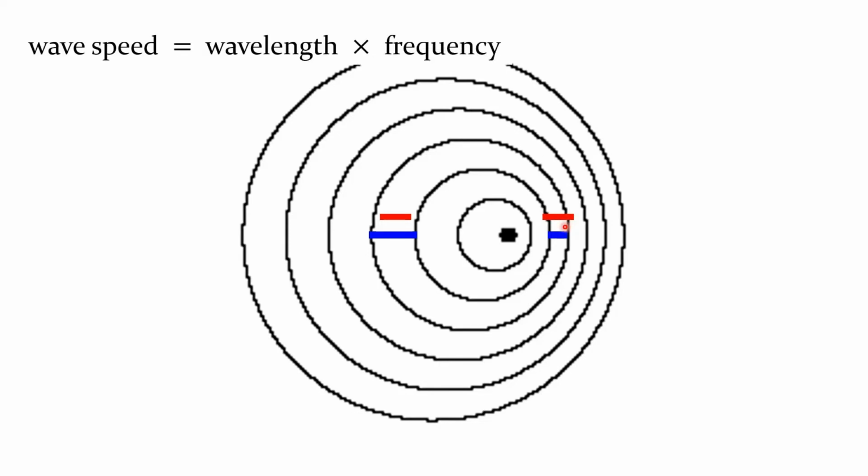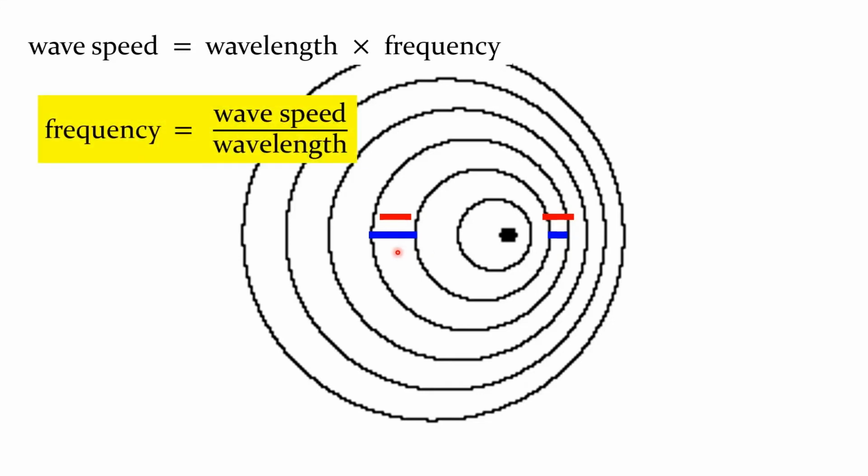If you remember, wave speed is equal to wavelength times frequency. Wave speed should be the same for the front and the back, because it's all the same water, and the wave speed is dependent on the water itself, not on the source. So if both front and back have the same wave speed, we can discuss their frequencies by doing a little bit of algebra.